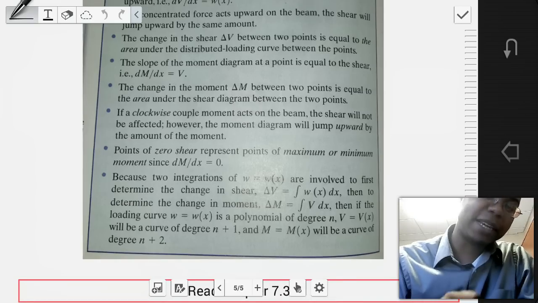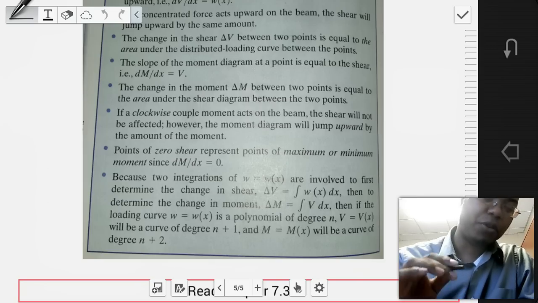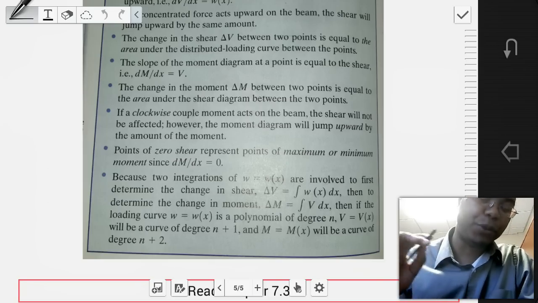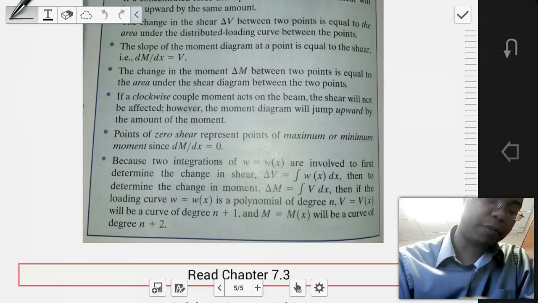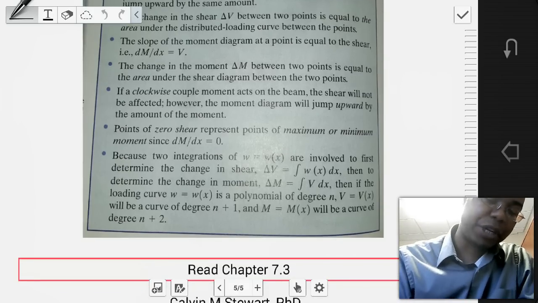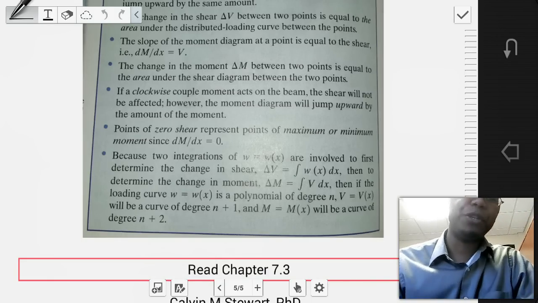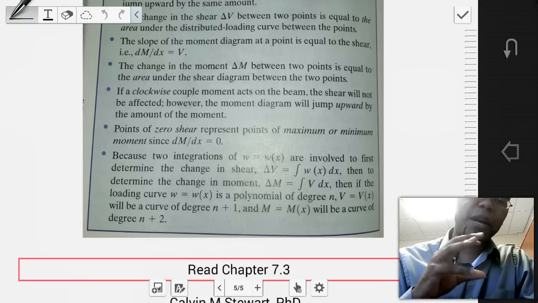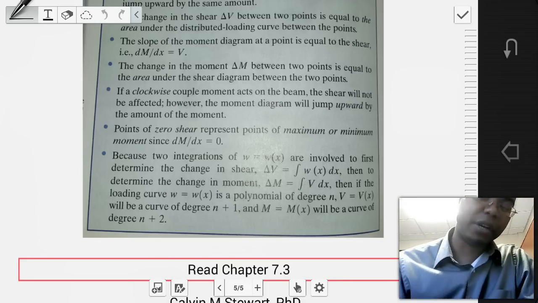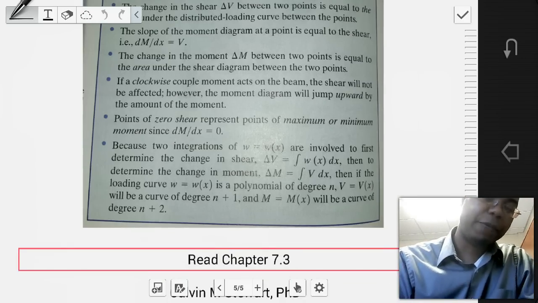The slope of the moment diagram at a point is equal to the shear. So the derivative of the moment with respect to x is equal to the value of the shear at that point. The change in the moment, or delta M, between 2 points is equal to the area under the shear diagram between 2 points. So we can find the change in the moment by looking at our shear diagram and finding the area under the curve.